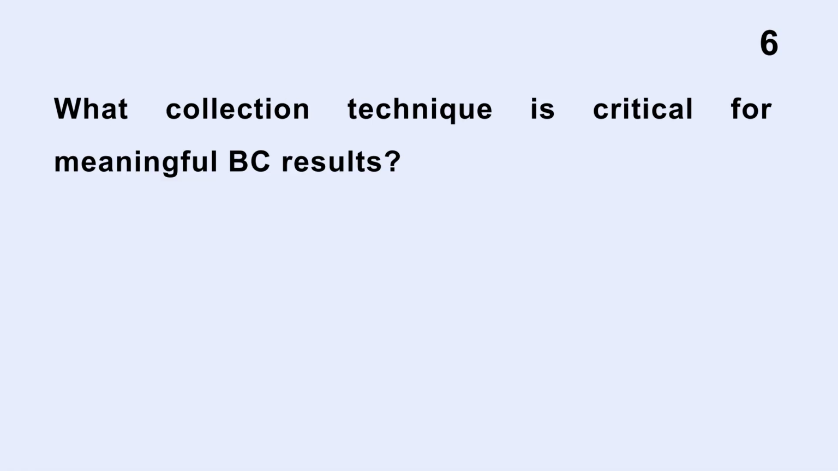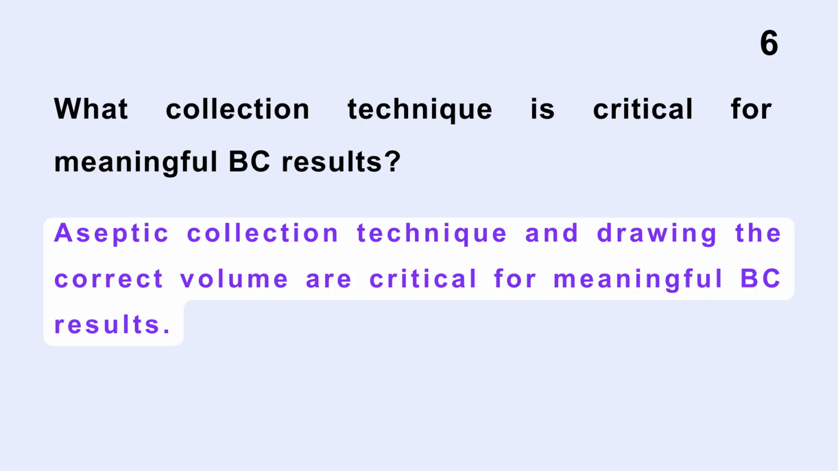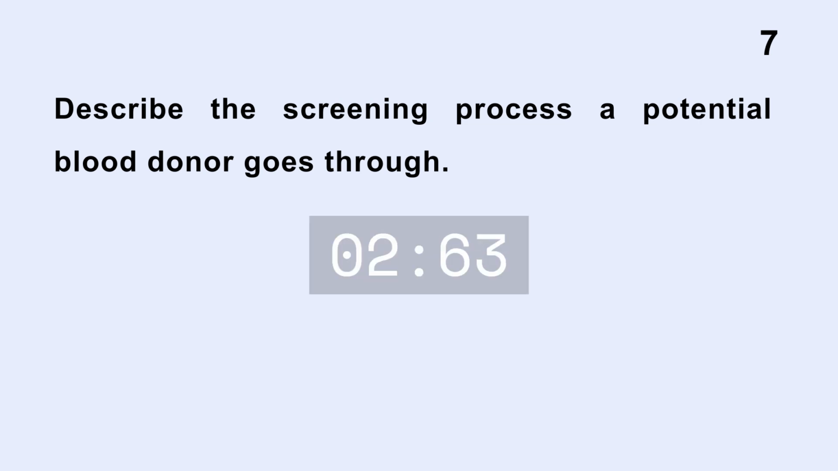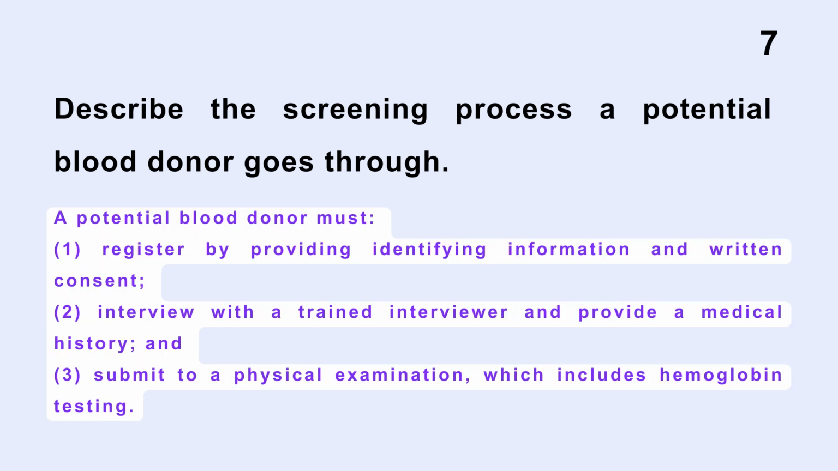Number 6. What collection technique is critical for meaningful BC results? Aseptic collection technique and drawing the correct volume are critical for meaningful BC results. Number 7. Describe the screening process a potential blood donor goes through. A potential blood donor must 1. Register by providing identifying information and written consent. 2. Interview with a trained interviewer and provide a medical history. And 3. Submit to a physical examination, which includes hemoglobin testing.